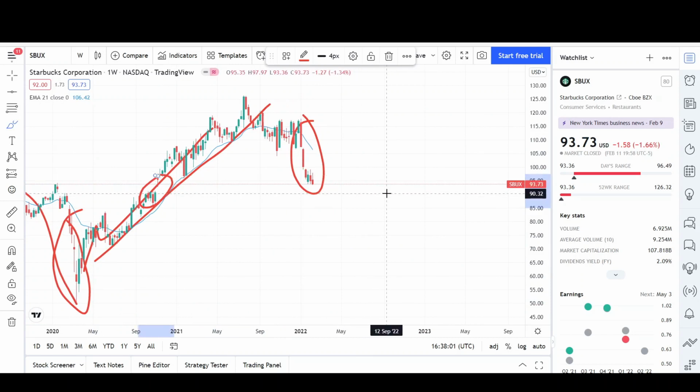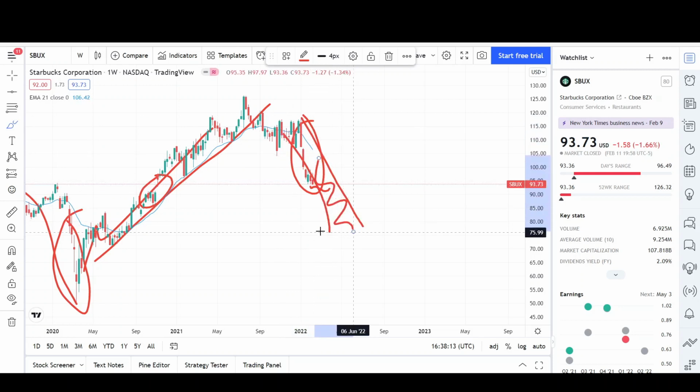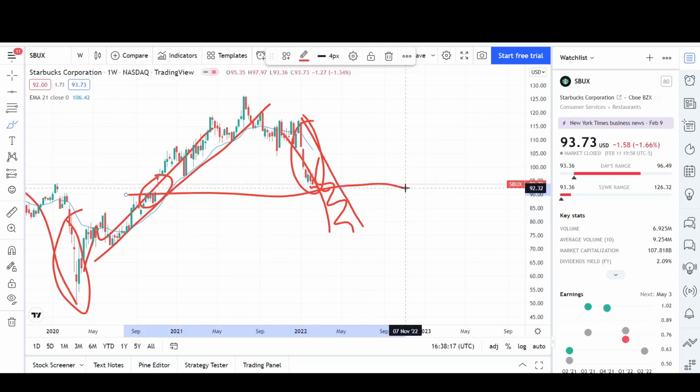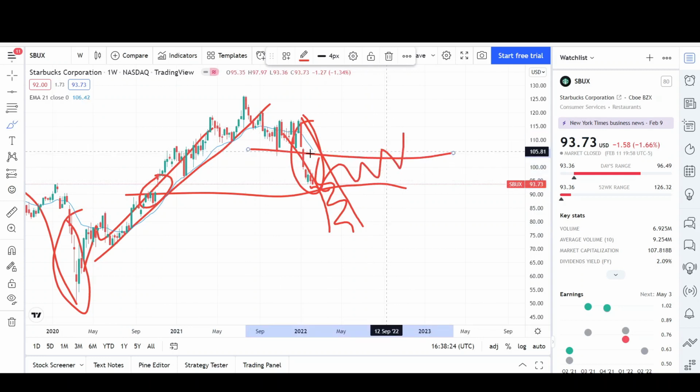Just depends on what we want to do at this $90 level. If we start seeing some consolidation and some bearish price action where we see continuation, maybe something like this, we just get rejected from the channel, then we're just going to continue to drop lower. But if we reach these levels and we start seeing higher lows, higher highs, big bullish bars coming into the market, then probably going to be off to the races to retest the previous all-time high. So that's my analysis for Starbucks.